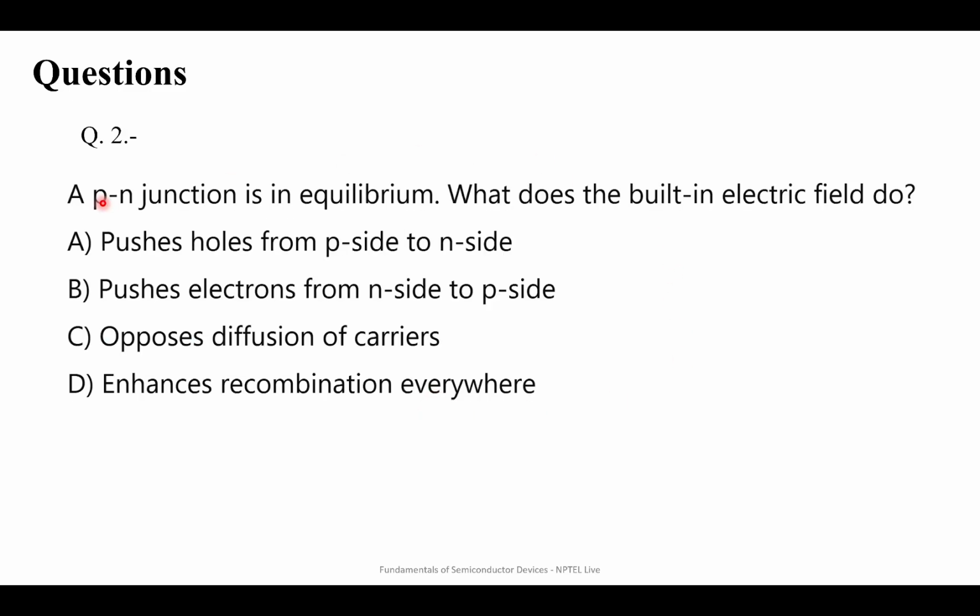So a PN junction is in equilibrium. What does the built-in electric field do? Pushes holes from P side to N side, pushes electrons from N side to P side, opposes diffusion of carriers, enhances recombination everywhere. So what do you think is the answer?